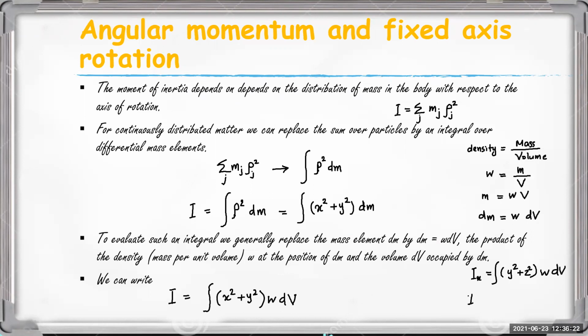If it is Iy, the moment of inertia about y axis, then it must be equal to x square plus z square, the perpendicular distance, then w into dv. Okay, so these are the equations to evaluate moment of inertia.